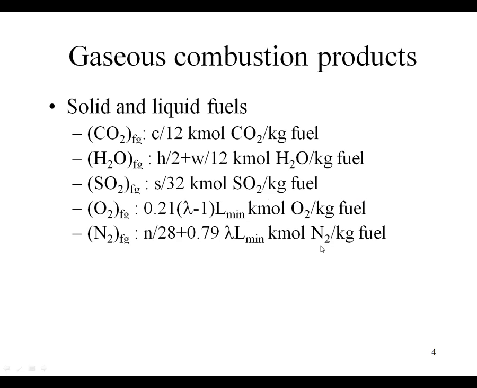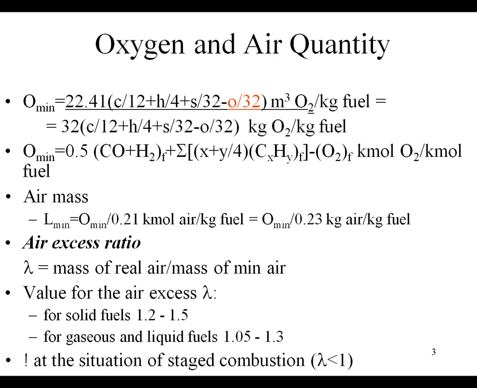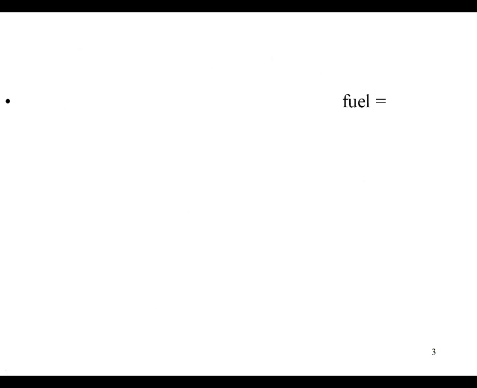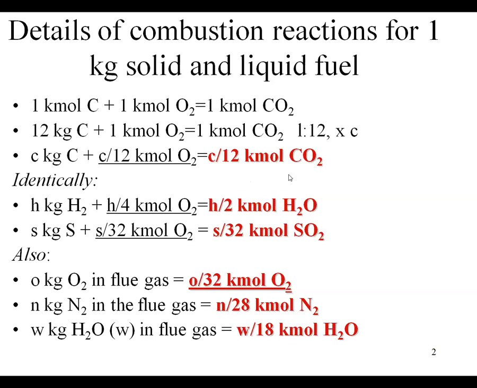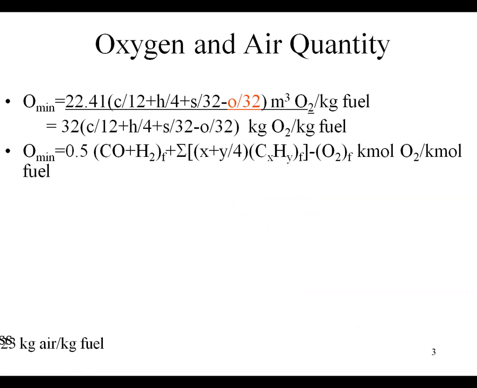The molecular nitrogen comes from the air, 79% by volume multiplied by lambda and L min. And also it was present in the fuel. So N divided by 28 is the amount from the fuel. For the CO2 and SO2, it is very simple because we are looking back, and you see here C divided by 12 and S divided by 32 kilomole. So these values are found here.